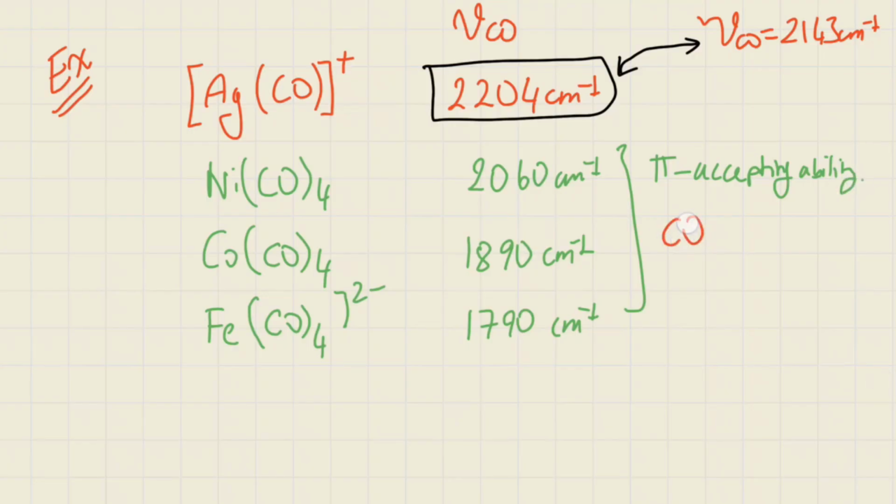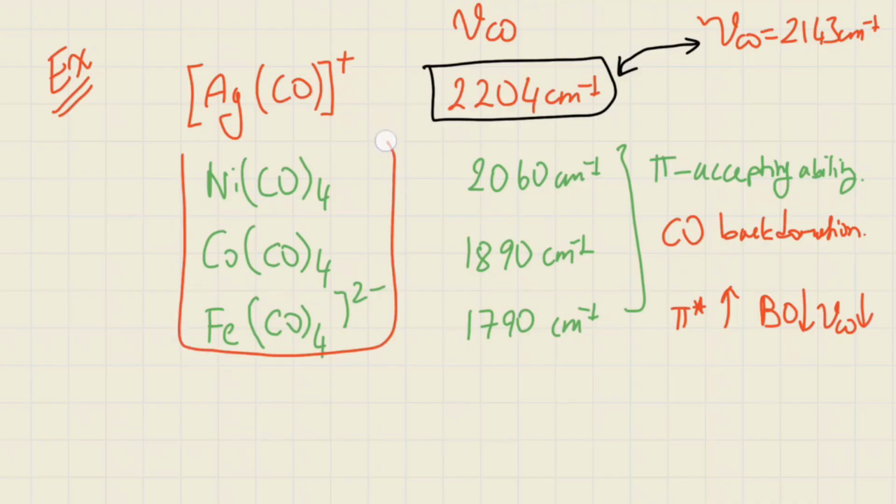Or it is the same thing, CO back donation. CO takes the electron from the metal center, and the pi star orbitals of the CO molecule fill. It decreases the bond order. When bond order decreases, the VCO stretches start to decrease. So this is the case here for the green samples. But the silver case is different.